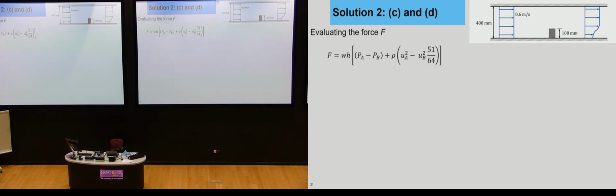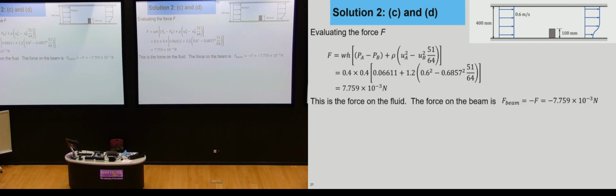So there is my expression for F, the force F, and I put in my values, this rather small value for F, so 7 times 10 to the minus 3. So this is the force on the fluid. Okay, so this is the force in the negative x direction. So the force on the beam is equal and opposite. Okay, so you would be minusing that. And that's the final answer of part C of the question. So we found the answer.